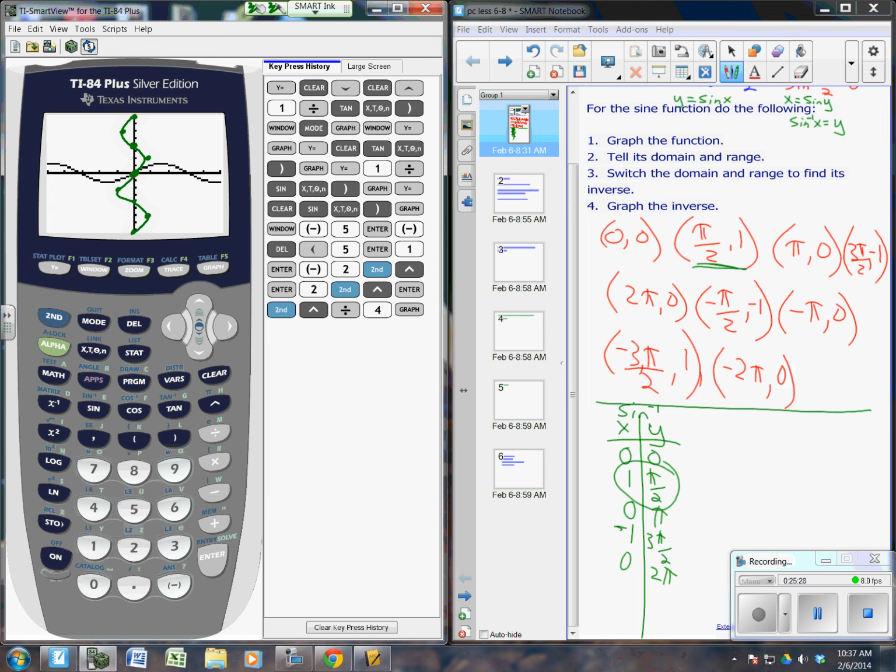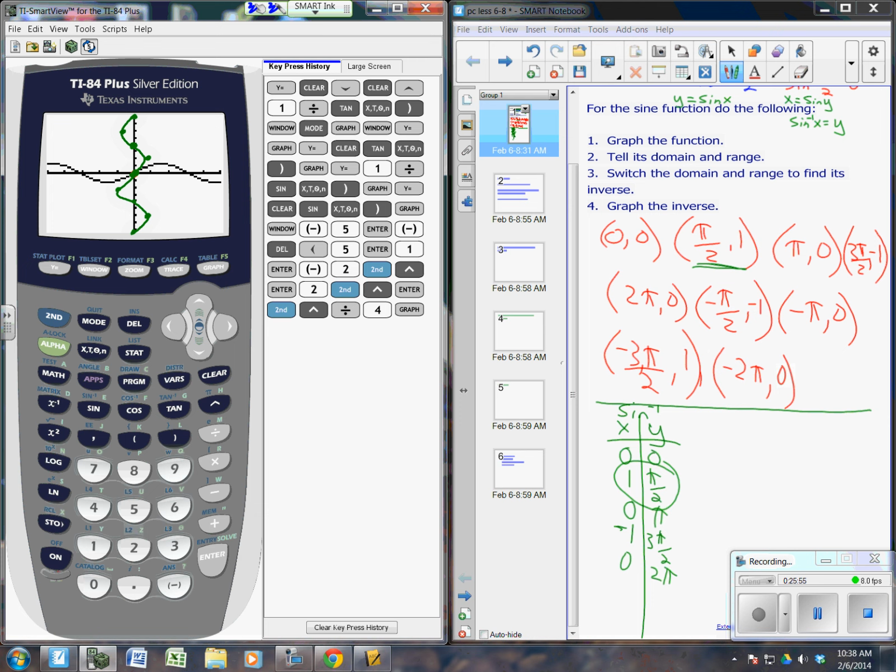Why doesn't it do it all on the calculator? That's the question I was just about ready to ask. How many of you have graphed the sine inverse on your calculator? It only graphs part of that. Why is that? It's not a function the way I have it done right here, right? Because it doesn't pass what test? It doesn't pass the vertical line test, right? Like this. So if it doesn't pass the vertical line test, it's not a function.